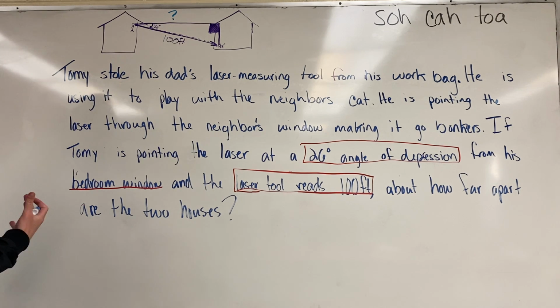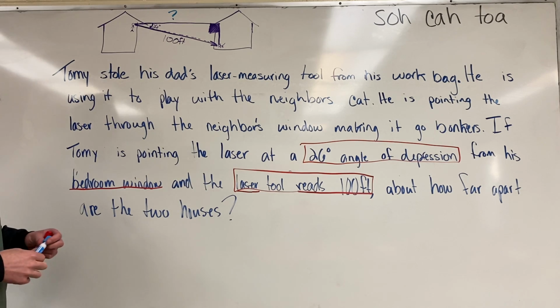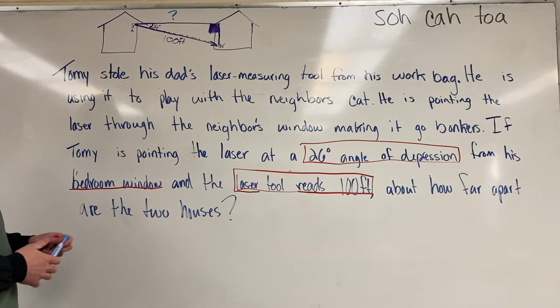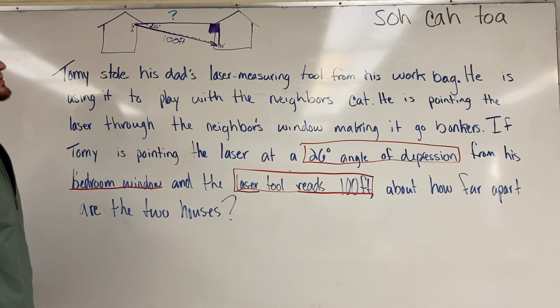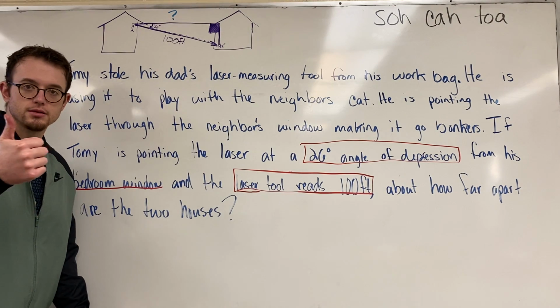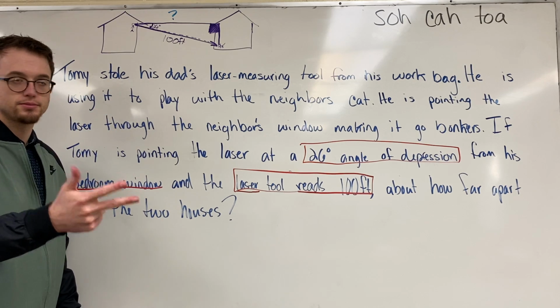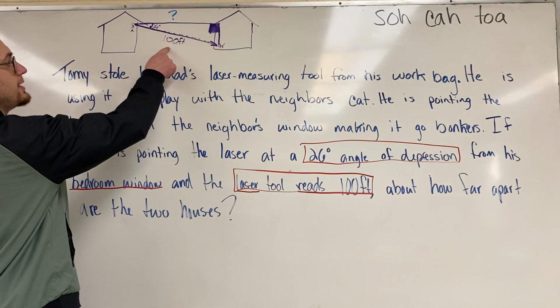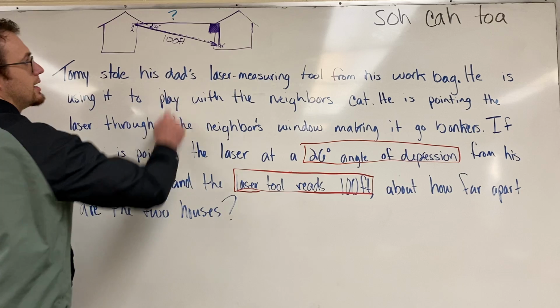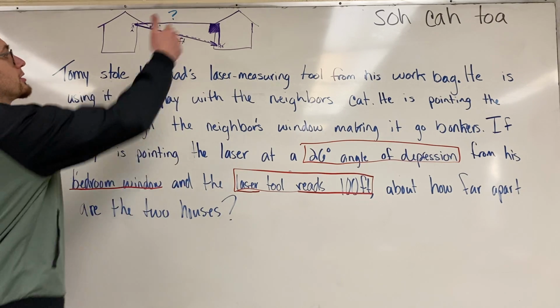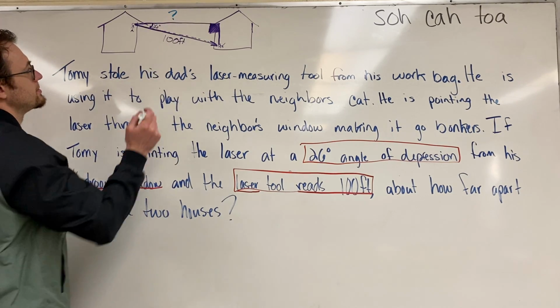So we need to solve for that. So the first thing we have to identify is this 100 feet, right? We have adjacent, opposite, and hypotenuse. 100 feet is the hypotenuse because that is the longest side. That is the diagonal. It's across from the 90 degrees. This is going to be the hypotenuse.